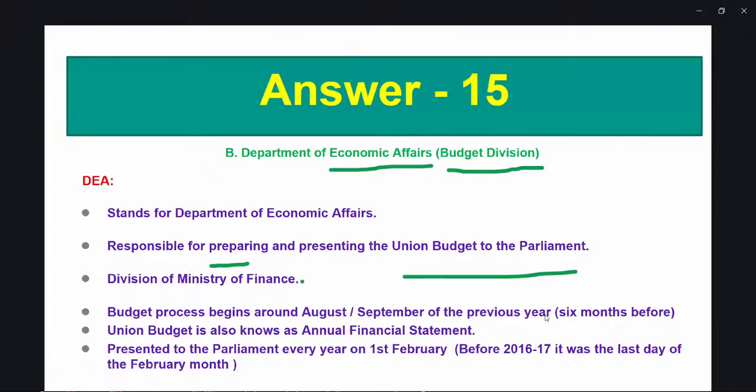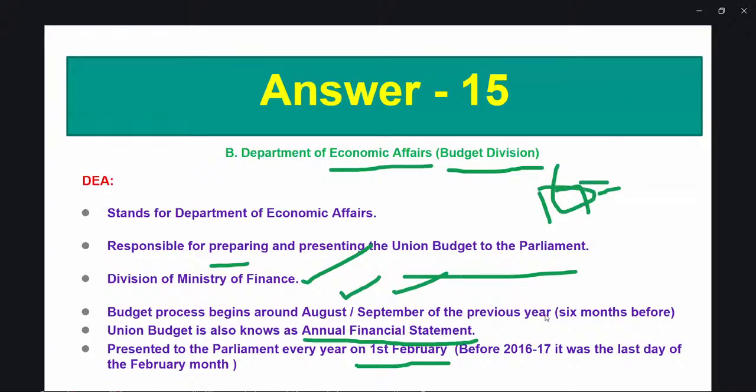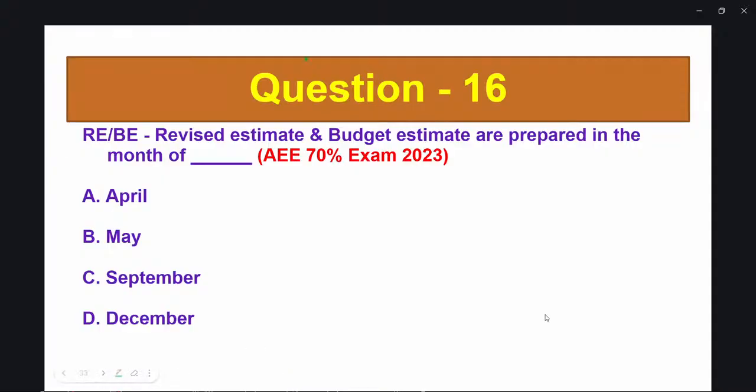It is the department responsible for preparing and presenting the budget. The division of the Ministry of Finance and the budget process begins around August or September of the previous year, almost 6 months before. The budget is also known as the annual financial statement. And this is very important. Budget is presented every year on 1st February, from 2017-18 onwards, 1 year before the merger of budgets. Before it was the last day of the February month, so almost 1 month is advanced. One month is advanced for submission of the REB.